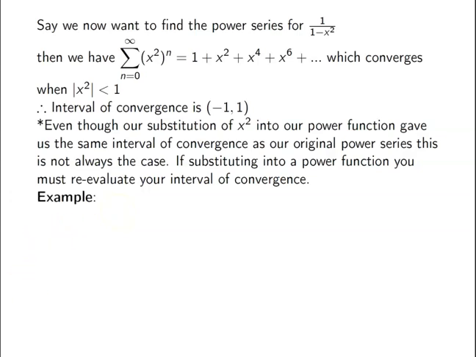So let's do an example. Okay, so let's express 1 over 3 plus x as a series. So we're going to do the same thing. We're going to take the series that we know information about already, and we're going to try to manipulate it in order to look like this. So last time our change was that we had an x squared. So what do we have different here, right?